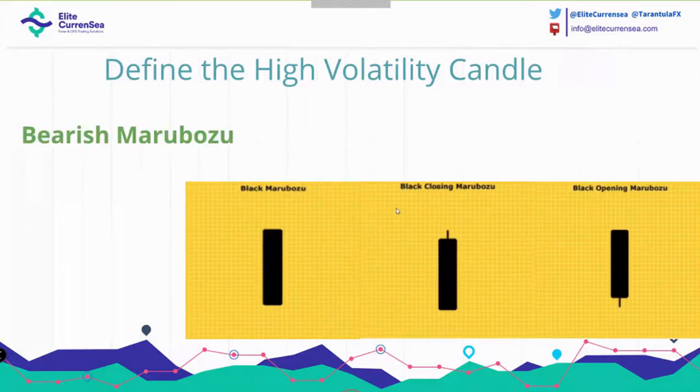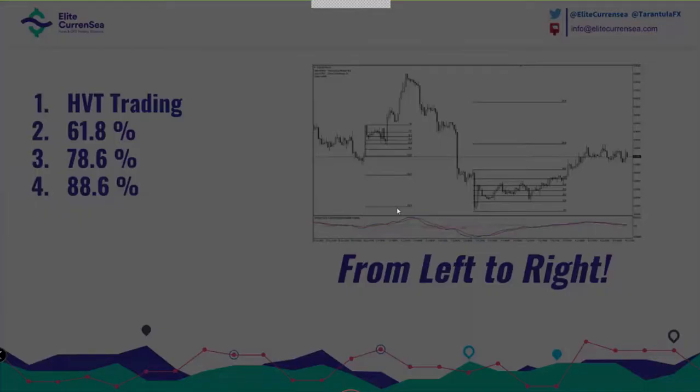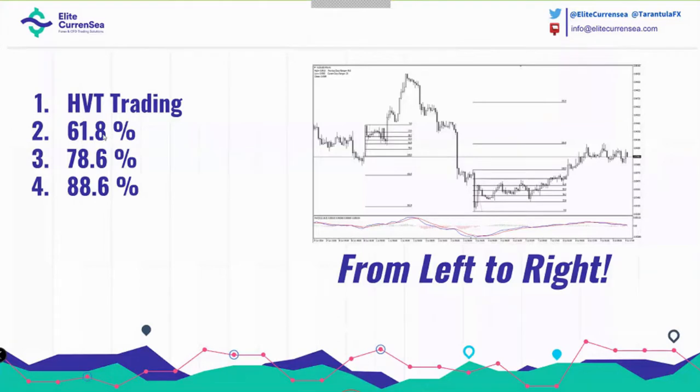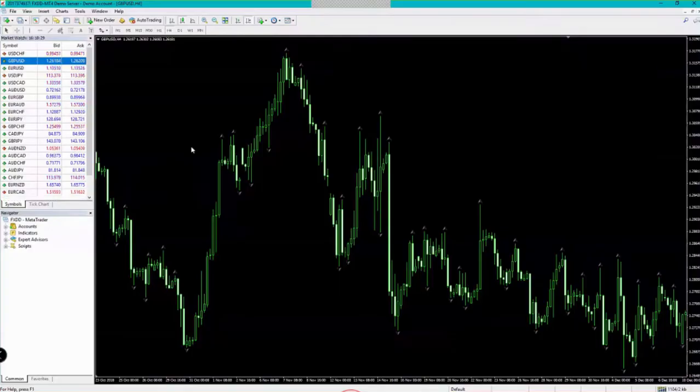When you spot these, guys, you need to be able to trade it, and you need to be able to define again a perfect range for these candles. Now, we use 61.8, 78.6, and 88.6 retracements. And we always plot Fibonacci from left to right. Why I'm saying, guys, from left to right? Let me clear something out. Because, guys, when you put Fibonacci, now we don't use fan, we use Fibonacci retracement tool.